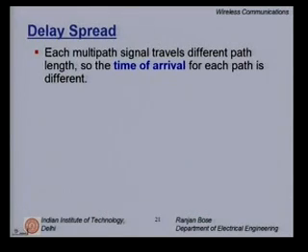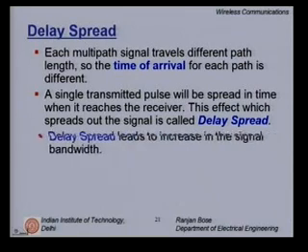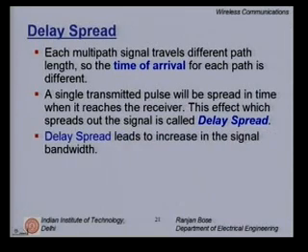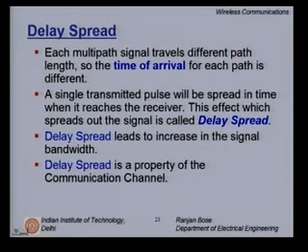Each multipath signal travels through different path lengths, and so the time of arrival for each path is different. A single transmitted pulse will be spread in time when it reaches the receiver. This effect, which spreads out the signal, is called delay spread. Delay spread leads to increase in the signal bandwidth. The delay spread is a property of the wireless communication channel.